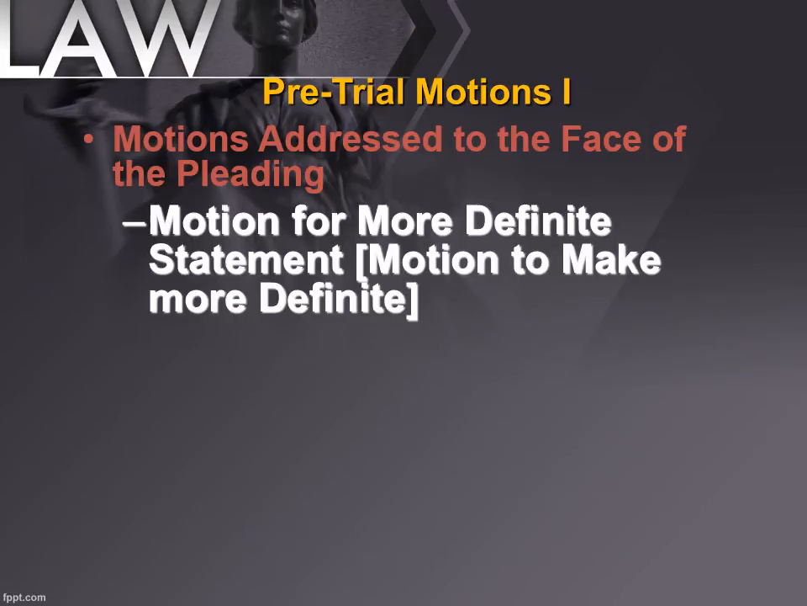The first of these is a motion for a more definite statement, or a motion to make more definite. This is when the plaintiff or the defendant responds in such a way that the other party's unsure of what they're actually saying. For instance, if the plaintiff in the complaint says the defendant has caused him all sorts of harm, the responding party, defendant, might want to say, listen, I need a more definite statement. I need to know how I harmed you.